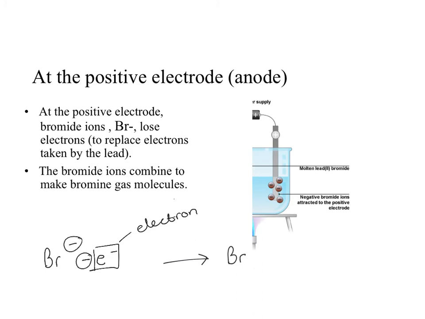Now the problem with this one, and with anything in group 7, plus oxygen and plus nitrogen, is they naturally exist in pairs. So it's 2 Br. So you have to put a 2 in front there and a 2 in front there, because anything in group 7 naturally exists as a pair.